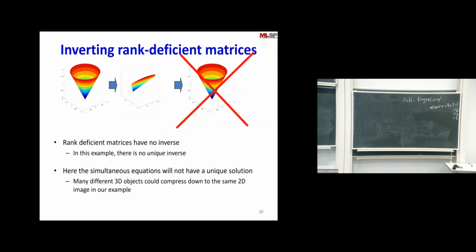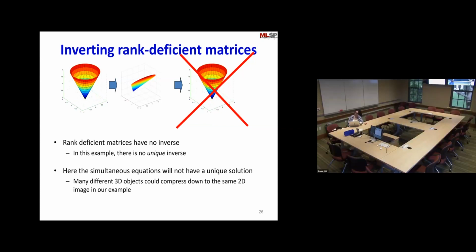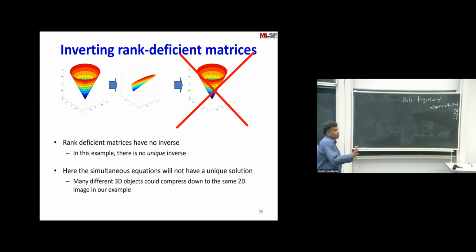Now, when I have rank deficient matrices, let's take a specific case where my matrix has 2 rows and 3 columns, right? So now my transform vector is 2-dimensional. My input vector is 3-dimensional, right? How many elements will my matrix have? What is the matrix size going to be?